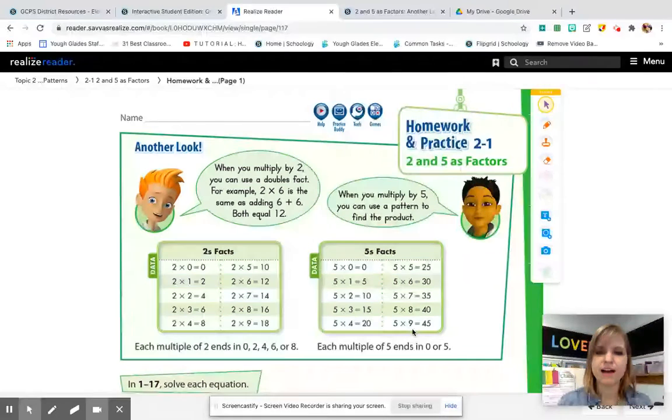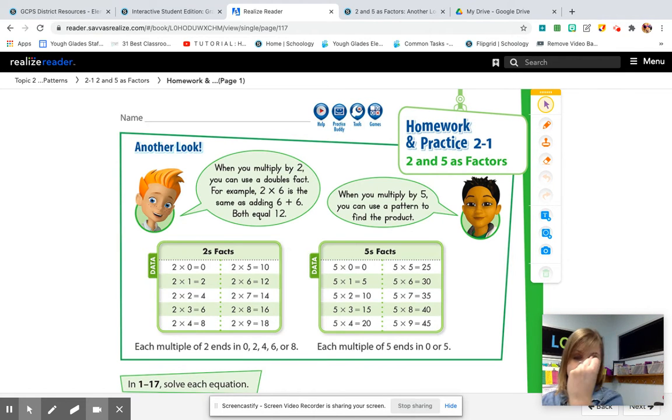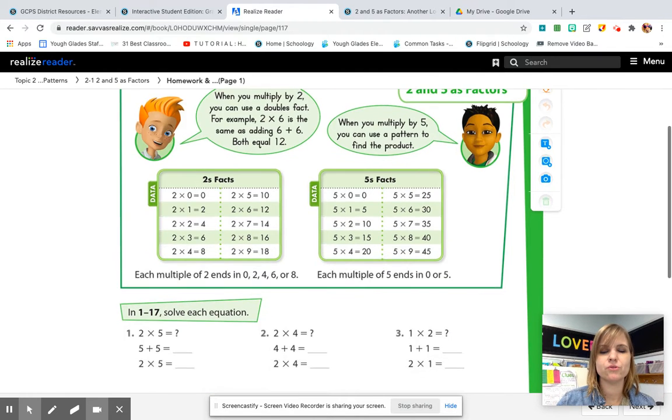Try it with 5 times 9, stopping at 9. 5, 10, 15, 20, 25, 30, 35, 40, 45. 45 is my answer. Let's try that with 5 times 4. We're stopping at 4 in our skip count. 5, 10, 15, 20. 20. So we are learning that you can use all kinds of patterns to solve 2's and 5's.